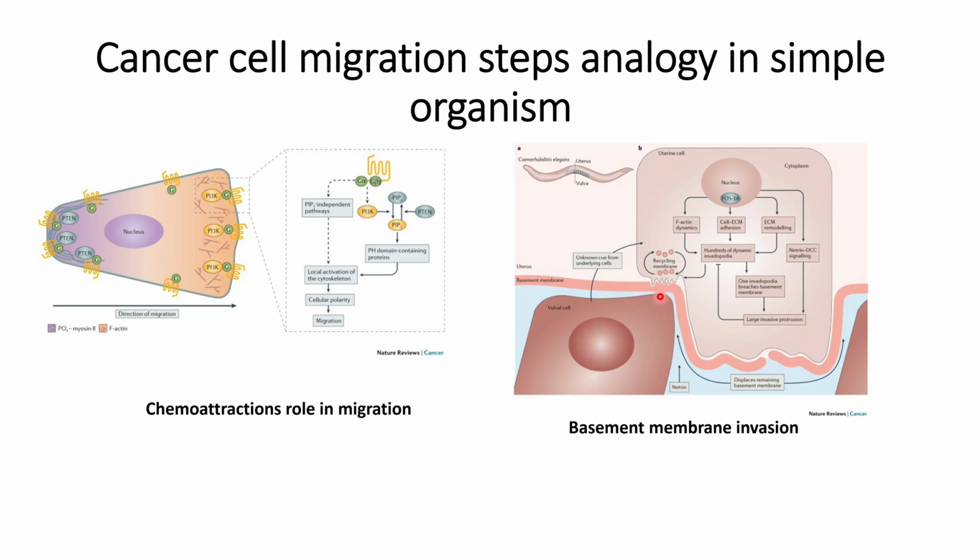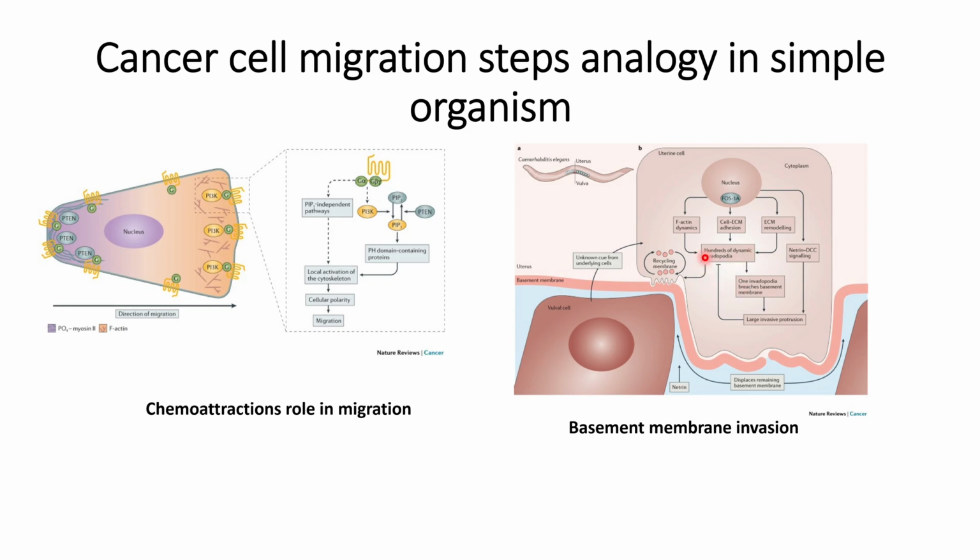How this basement membrane invasion occurs is that a factor, FOS-1A, gets activated in the nucleus, which leads to upregulation of genes affecting actin dynamics, cell ECM adhesions and ECM remodeling. This leads to hundreds of dynamic invadopodia, and we have discussed invadopodia in our previous videos. You can go through that video to understand what invadopodia means, and you can also click the i link to learn about invadopodia.